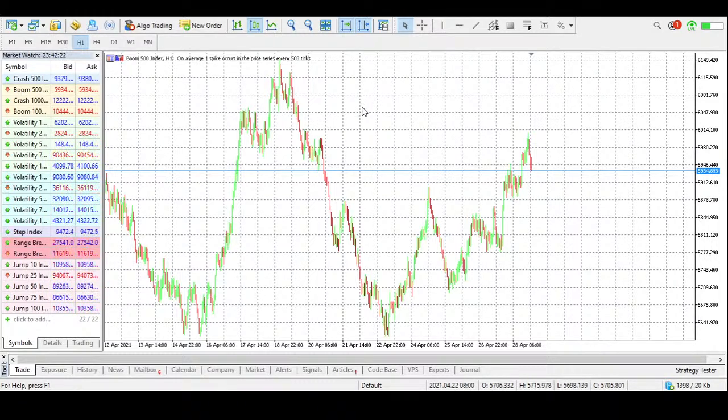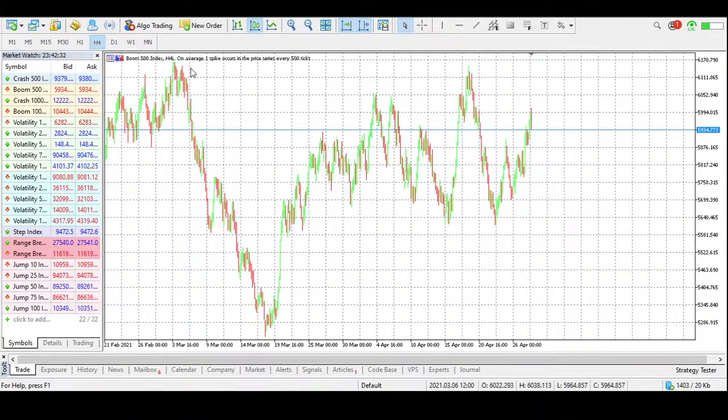Now it looks like Boom 500 is going to trend downward for a while. I'm looking at it from H1. Let's consider H4. These are the time frames I use if I want to scalp for a long period of time. I look at H4, H1, then M30. After I've looked at H4, H1, M30, then I come to look at M1. And if I want to just catch a single spike and I'm okay, then I go for M1.